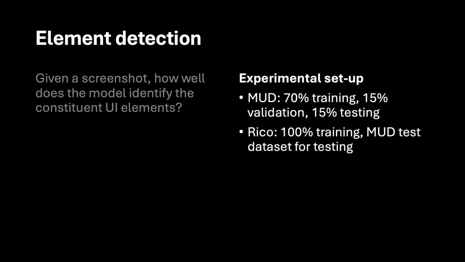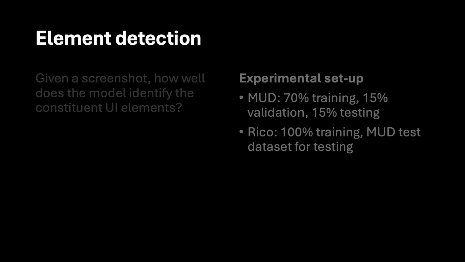To test this, we made an experimental setup. We trained a model using our dataset, using 70% of the dataset for training, 15% for validation, and 15% for testing. We also trained another model using the RICO dataset, where we used all of their dataset for training and used our test dataset for testing.